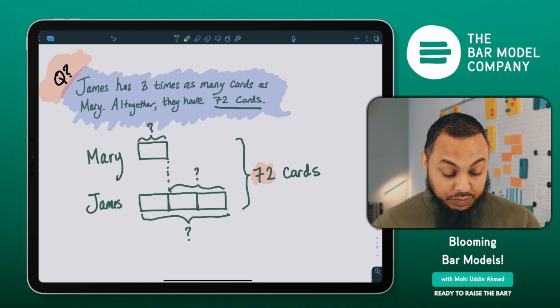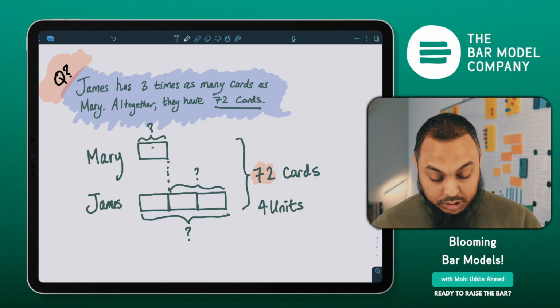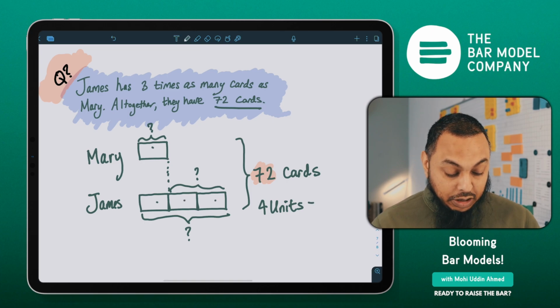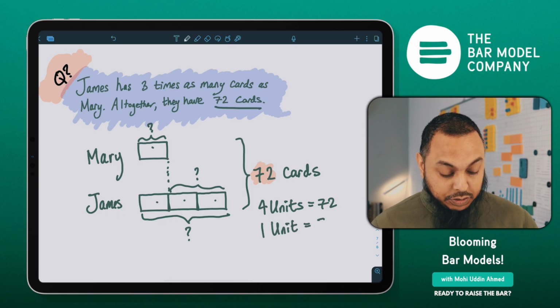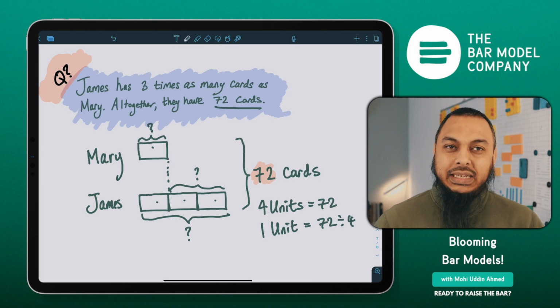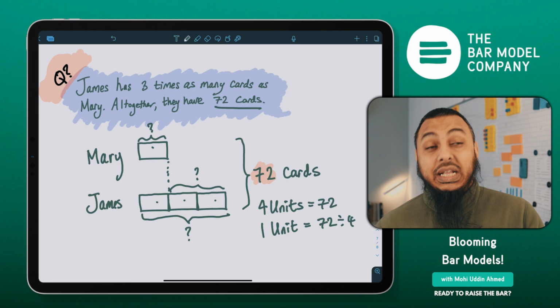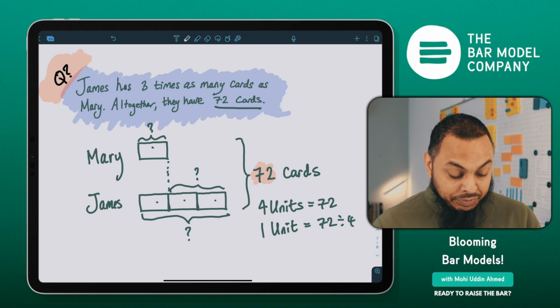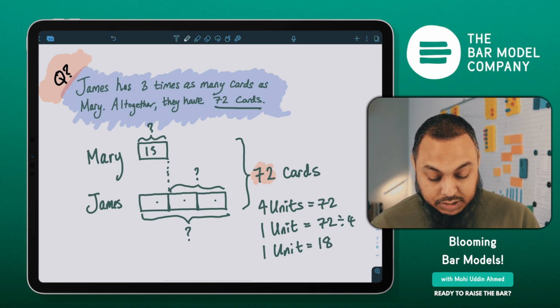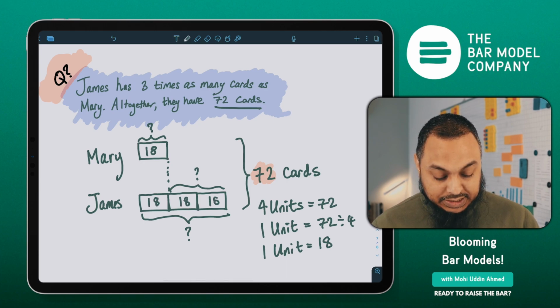So what do we have to do? We've got 4 units. What we can say is 4 units, 4 of these equal parts, 1, 2, 3, 4, are equal to 72. So 1 unit must be equal to 72 divided by 4. I know 80 divided by 4 is 20. So 72 divided by 4 is going to be 2 fewer 4s. And therefore 1 unit will be equal to 18. So each of these parts are equal to 18. 18, 18, 18, and 18.